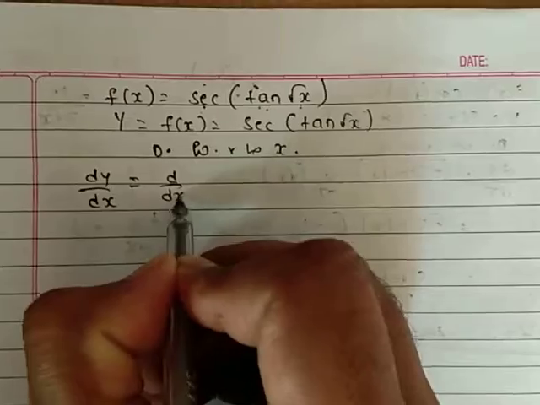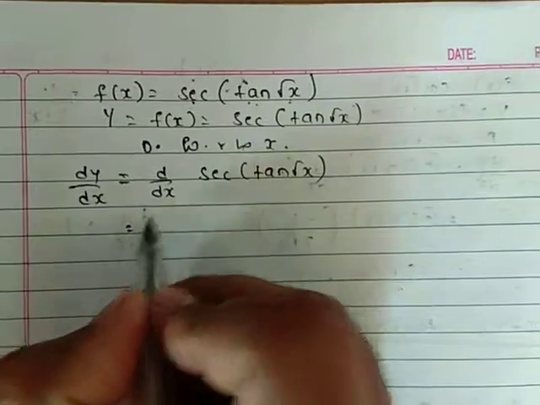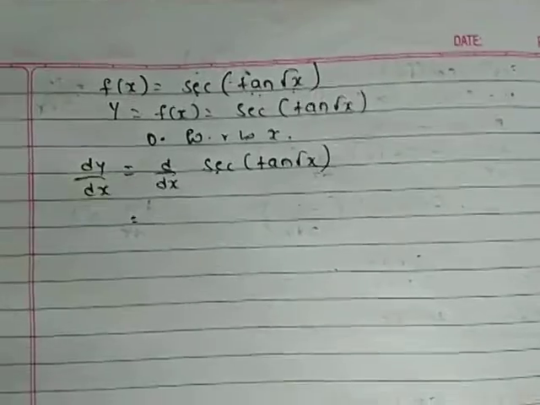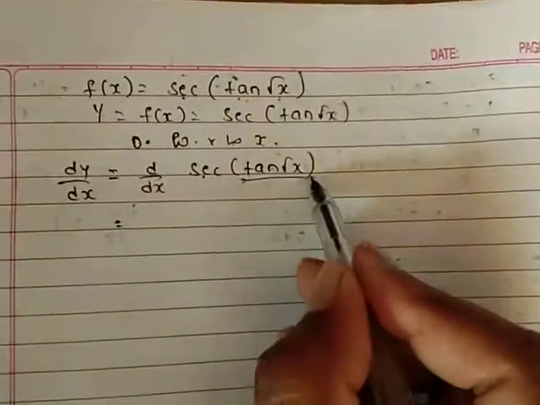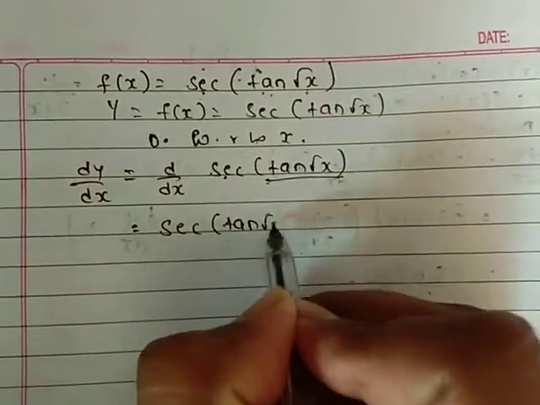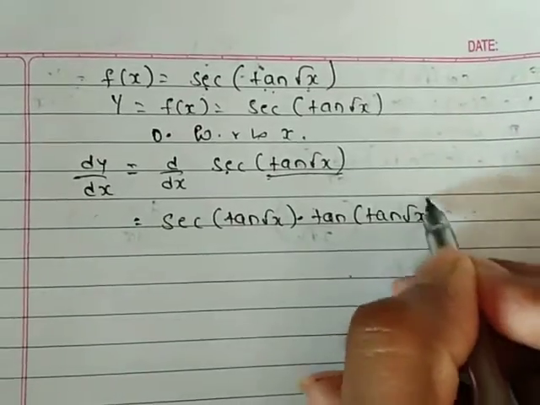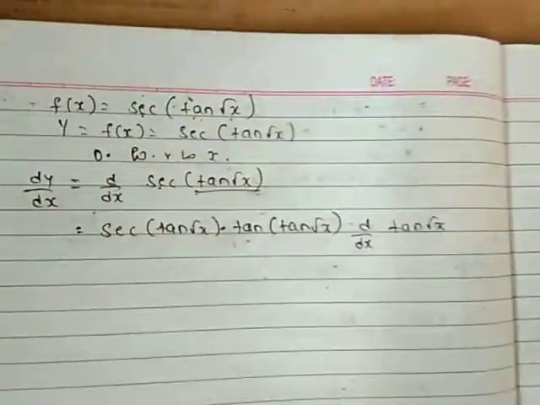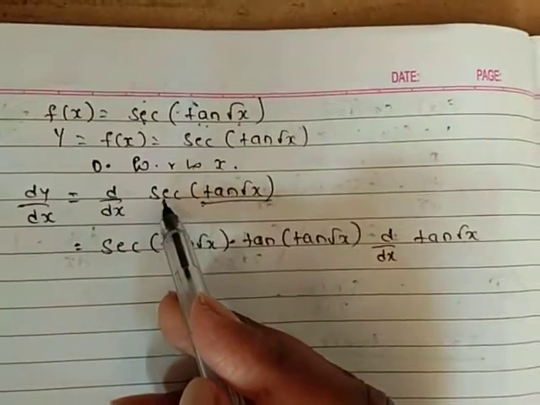So d by dx of secant tan of root x. What is the differentiation of secant x? We have the standard formula that differentiation of secant x is nothing but secant x into tan x. In the place of x we have tan root x. So it's nothing but secant tan of root x into tan of root x. Again we need to differentiate tan of root x. Observe carefully, this is the confusing problem.